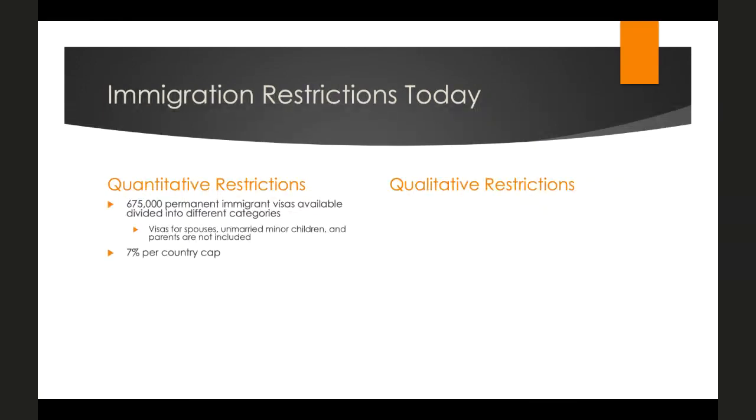In addition to this overall cap, there is also a 7% per country cap. And the idea here is that no group of permanent immigrants based on family and employment-based immigration from a single country can exceed 7% of the total number of immigrants. So the idea here is to provide a certain amount of fairness. Now, this is very different from the national quota system. This is not trying to maintain existing balance, but it's saying that no one country can make up more than 7% of the total immigrant pool.